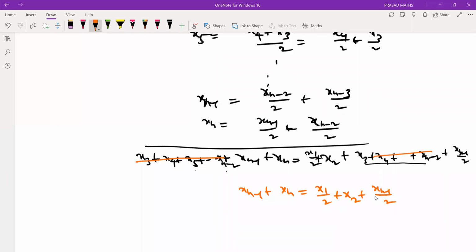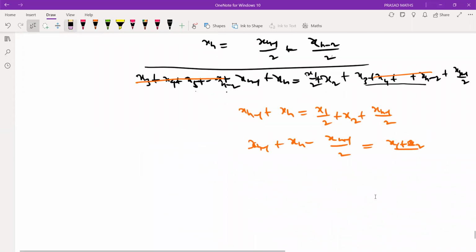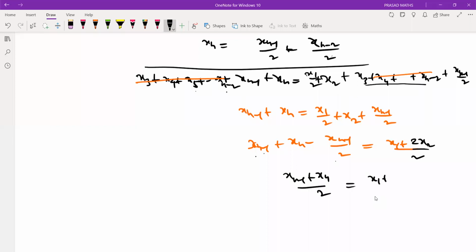So bring xn-1 together: xn-1 plus xn-1/2. This is equal to x1 plus x2/2, 2x2/2. So 2xn-1 minus xn-1, xn-1. xn by 2 equals x1 plus 2x2 by 2. 2 cancelled out. Therefore xn plus xn minus 1 is equal to x1 plus x2.